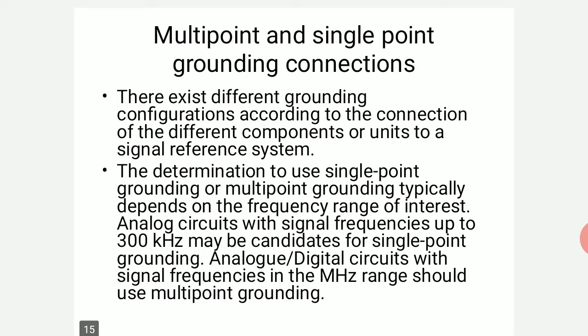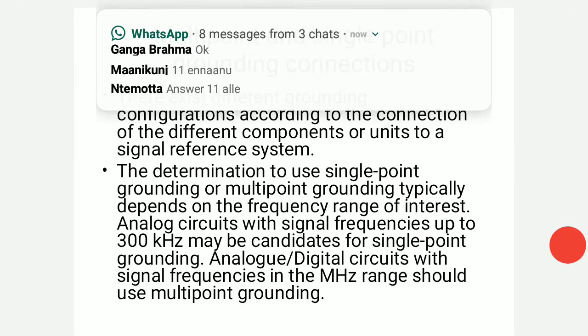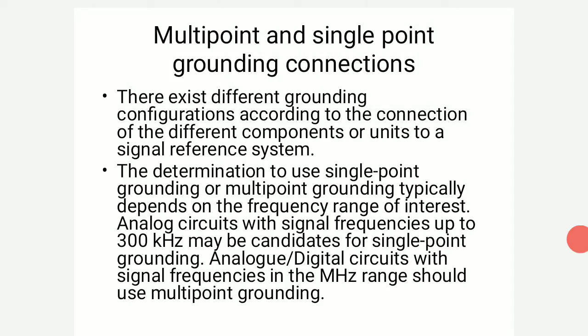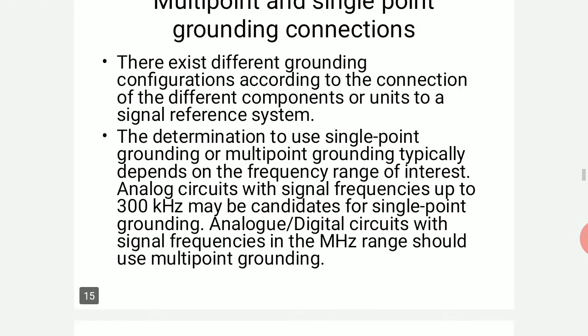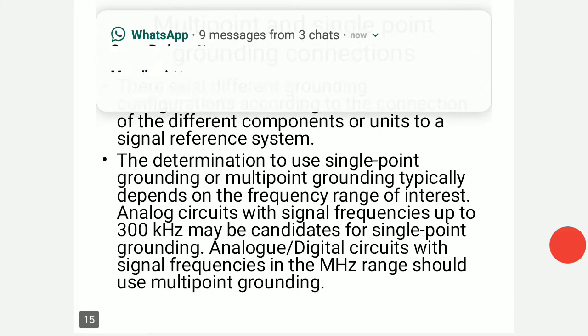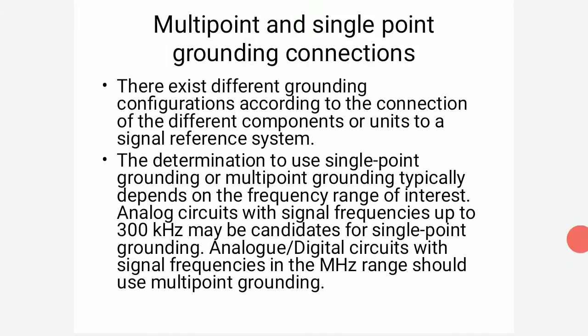I will go into multi-point and single-point grounding connections. Depending on the connection of different components of the system or units into a single signal reference system, depending on how they are actually connected, there exist different types of grounding configurations. Now, these are multi-point grounding configurations and single-point grounding connections.